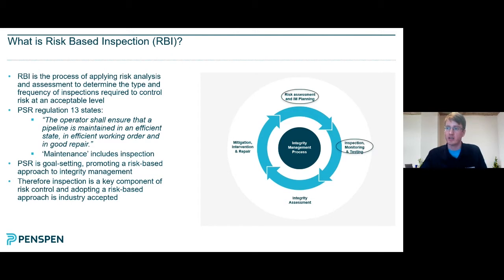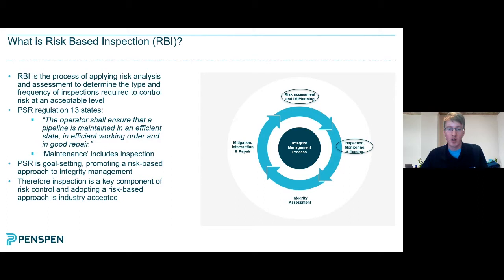Within the UK legislation, PSR Regulation 13 states that the operator shall ensure a pipeline is maintained in an efficient state, in efficient working order, and in good repair. And within that definition, the word maintenance includes the inspection. So what we can see then is within the legislation and within the code guidance, a risk-based approach to integrity management and to assigning inspection activities is acceptable and is industry accepted.